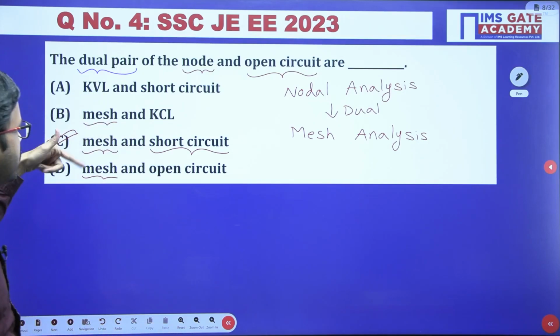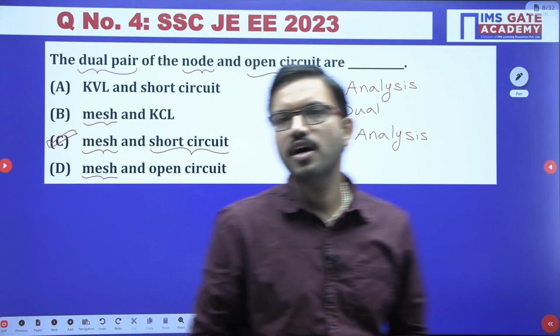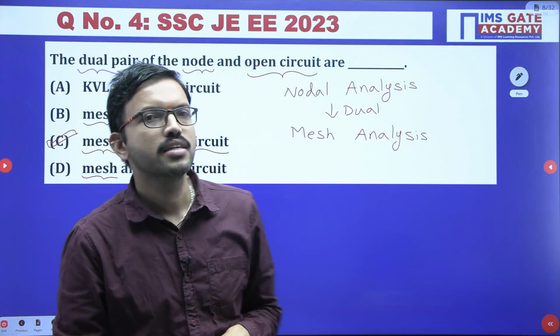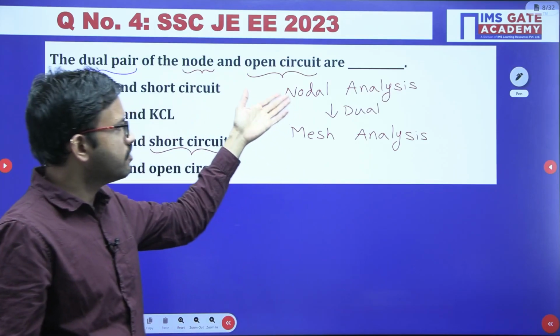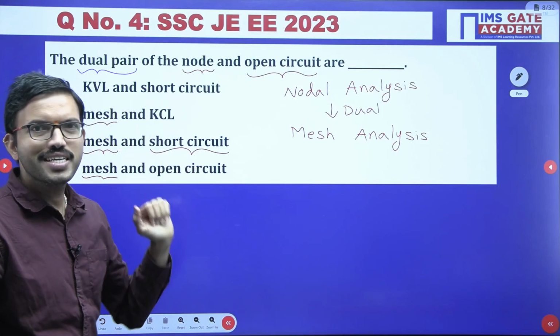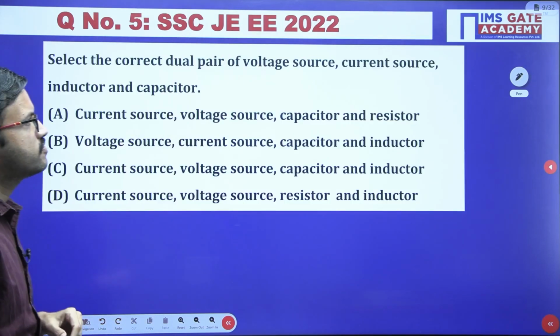Any other parameter? No, all are covered. I hope all of you got the clarity. For voltage, the dual is current. Similarly, for the nodal equation, the dual is the mesh equation. Similarly, for KVL, the dual is KCL. With this understanding, all of you give a try for the next one.